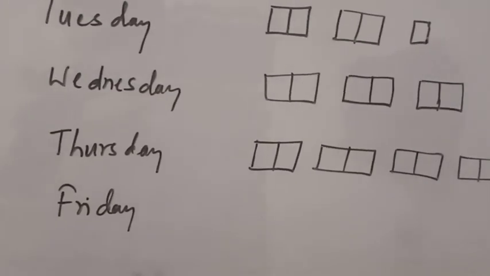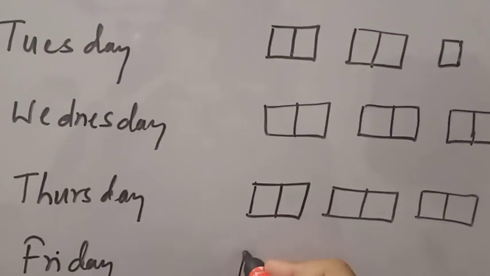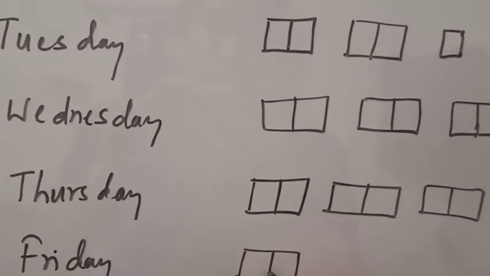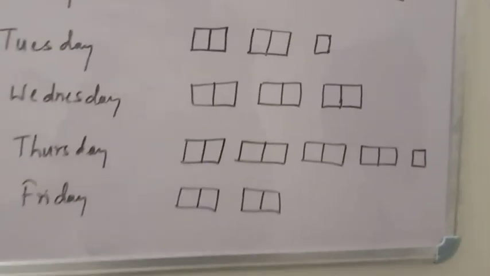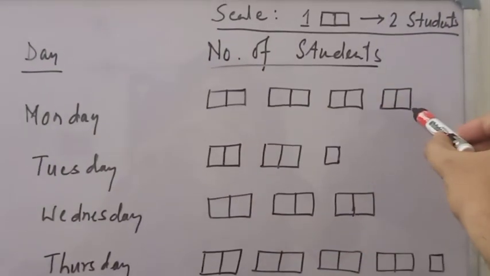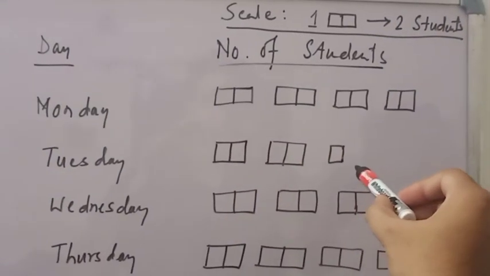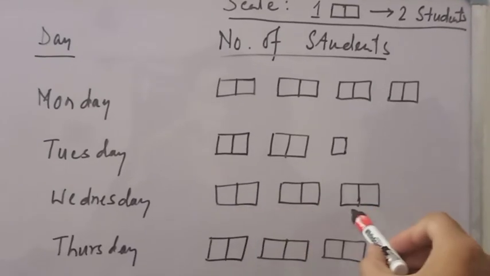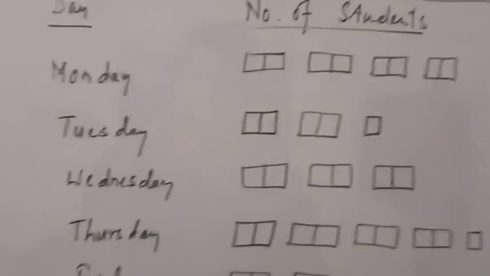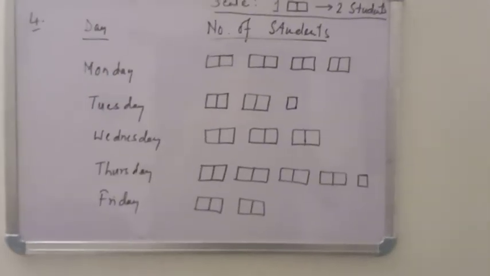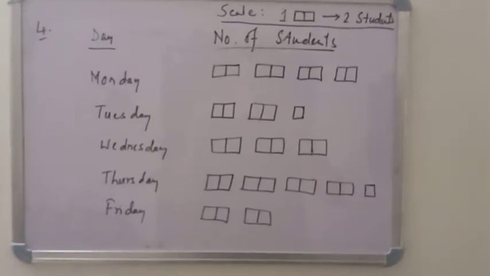And last one, this is Friday, 4. So 1 and 2. So 2 boxes mean 4 students. So see that this represents 8, this represents 5, this represents 6, this represents 9, and this represents 4. So this is the pictograph of the given data.